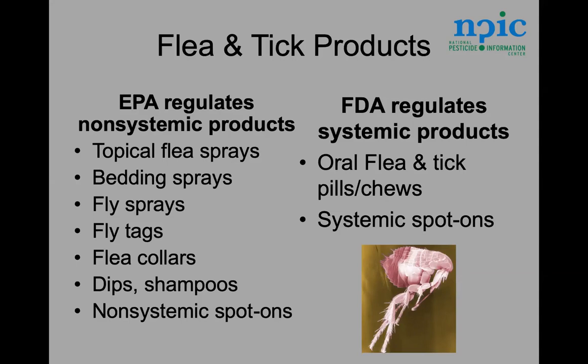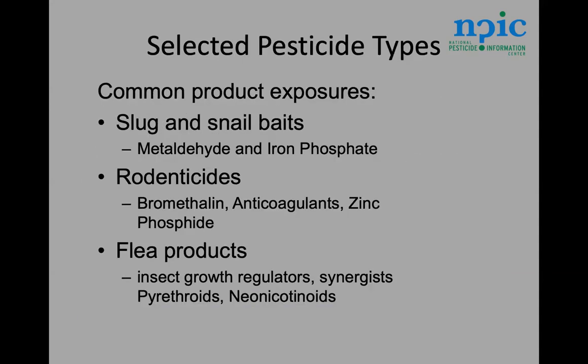For example, here at NPIC, because we don't know a lot of those same ingredients that FDA will approve in those drug products, we may not have toxicity information for the active ingredients in those systemic spot-ons. The FDA has another hotline, and we actually have a phone number for that on our desk because we know we get this question a lot, so we can refer individuals to the correct place. But it's important to know that the difference between the FDA and the EPA regulated products centers around whether or not they're systemic and going into the bloodstream.